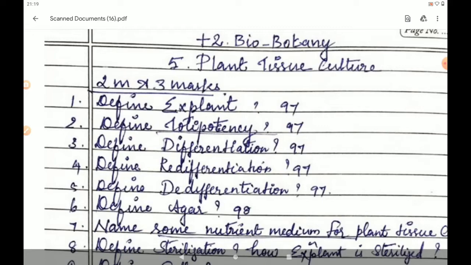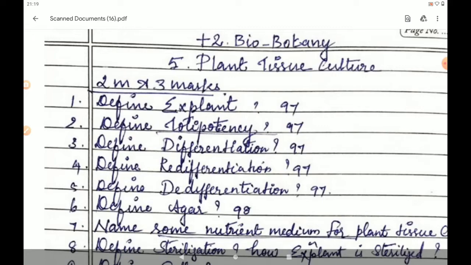Then fourth question, define redifferentiation. It is given in page number 97, the third paragraph, third line. When the component cells of callus have the ability to form a whole plant in nutrient medium, the phenomenon is called redifferentiation. The next is fifth question, dedifferentiation.